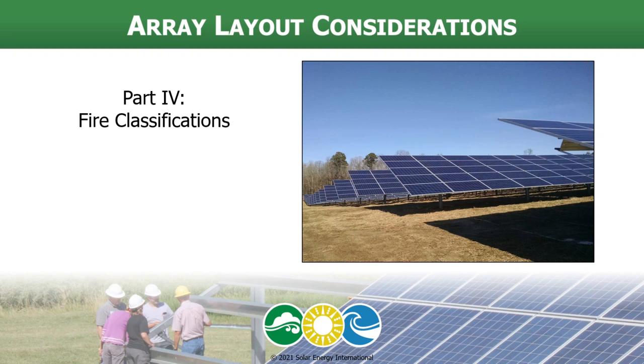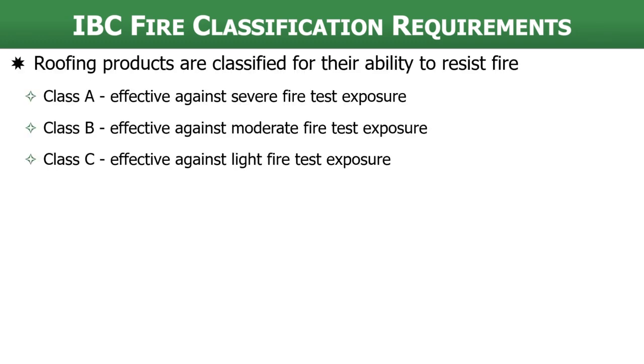Okay, welcome back. This will be our final part to our lesson on array layout considerations. Now we're going to talk about fire classifications. And these really come from the International Building Code, and there are fire classification requirements for roofing products. Basically, roofing products are classified for their ability to resist fire. They come in class A, B, and C.